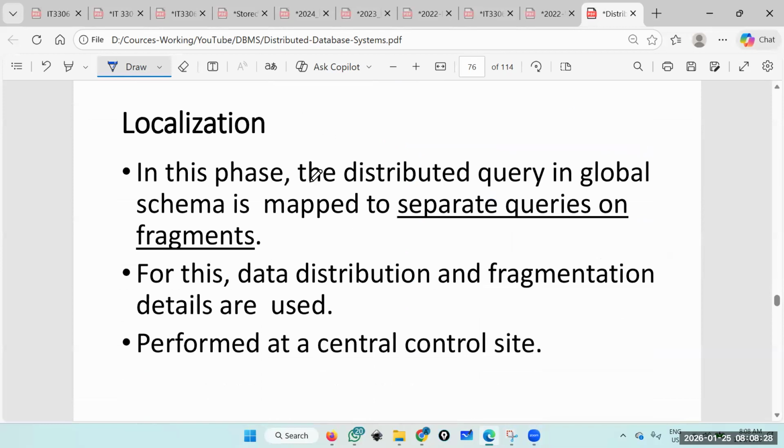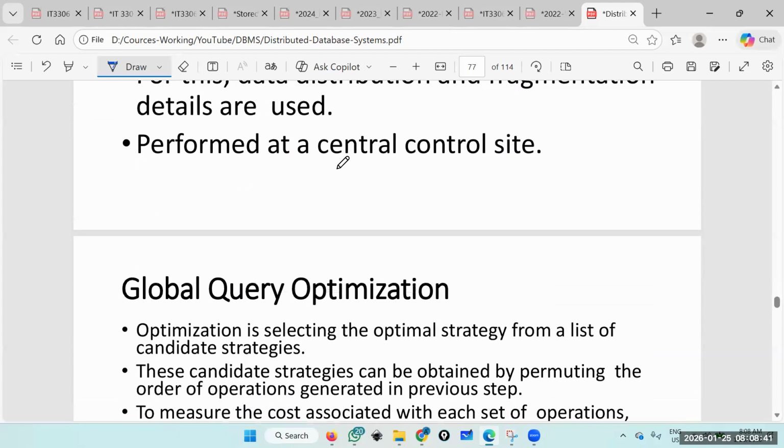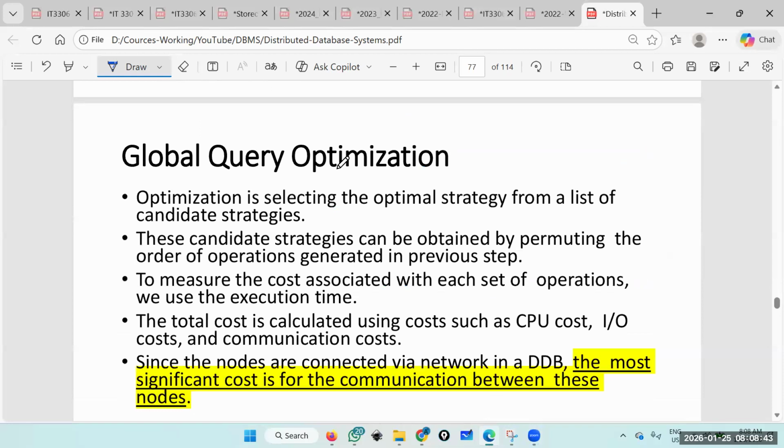Then you need to separate it into nodes: in which node, which processing is done. That is called localization. Then you can do the global optimization.